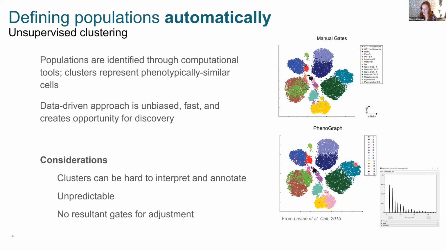Now, it doesn't tell you what they are, right? It just numbers them 1 through 15. And if you run a tool like this in FlowJo, that's essentially what you'll get, just 15 different populations that are labeled numerically.